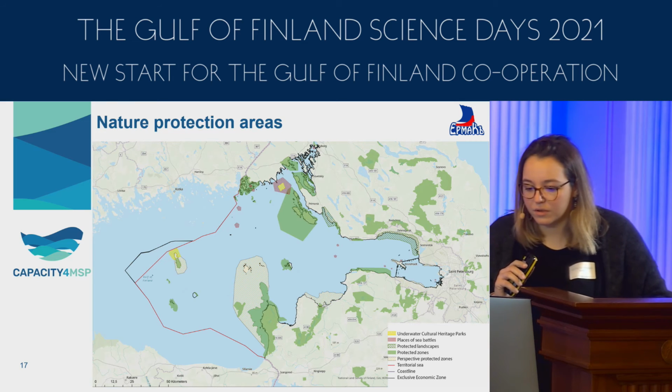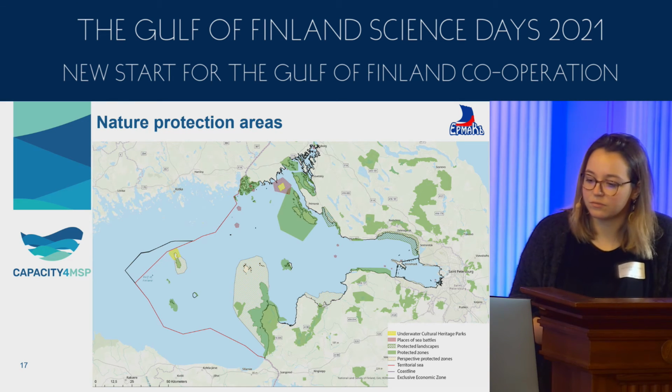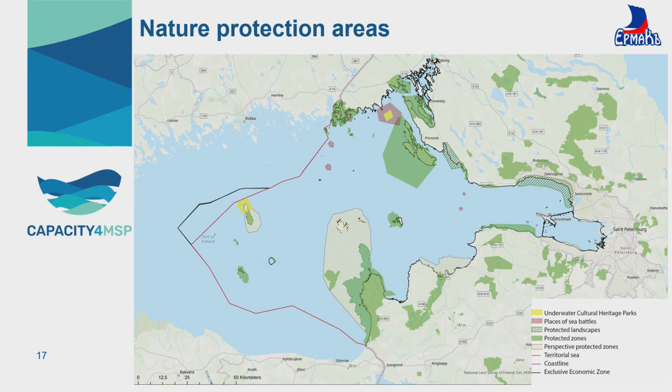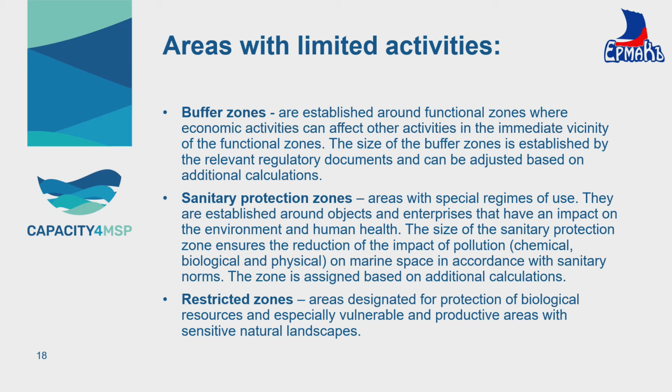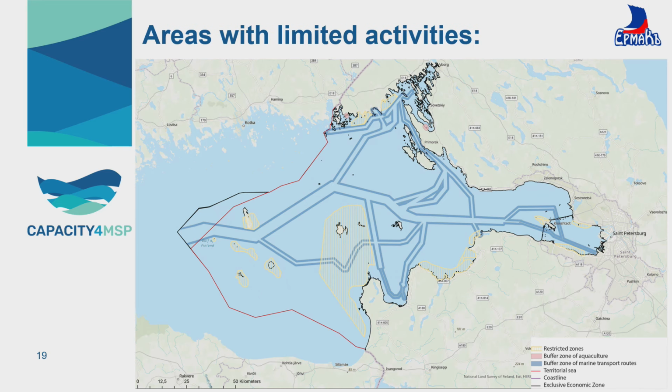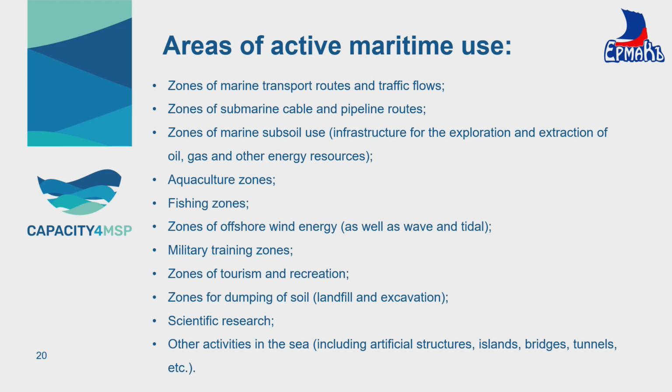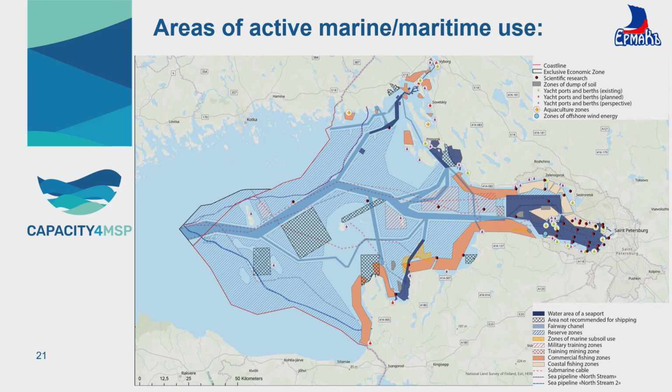So these are the nature protection areas currently in the eastern part of the Gulf of Finland, with St. Petersburg to the right. Then we have areas with limited activities, which include buffer zones, sanitary protection zones, and restricted zones. And you can see them on this map. And then areas of active maritime use are, as I explained before, areas that include heavy anthropogenic impact in them.